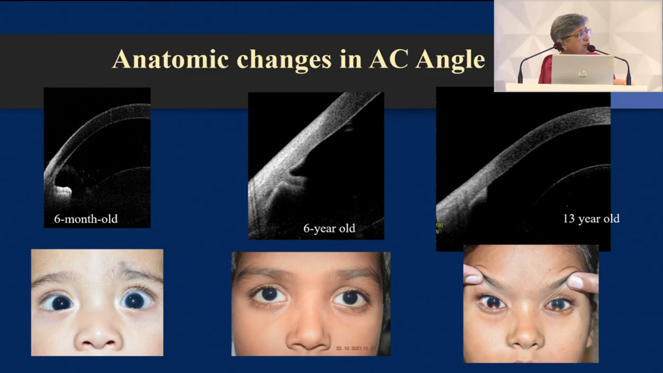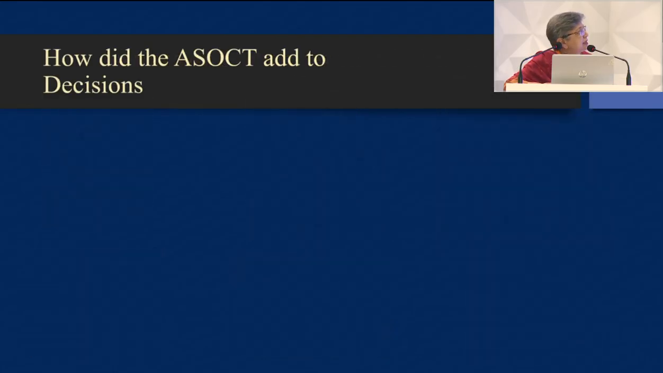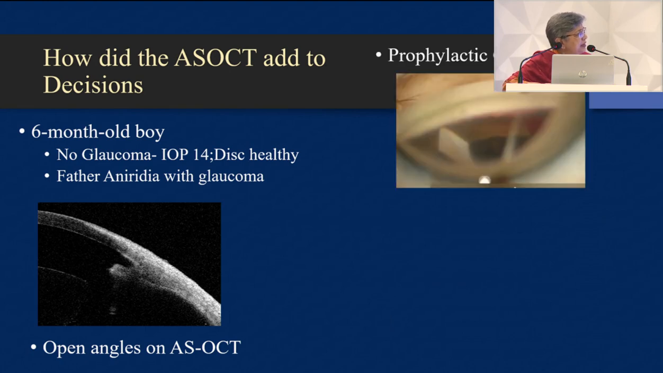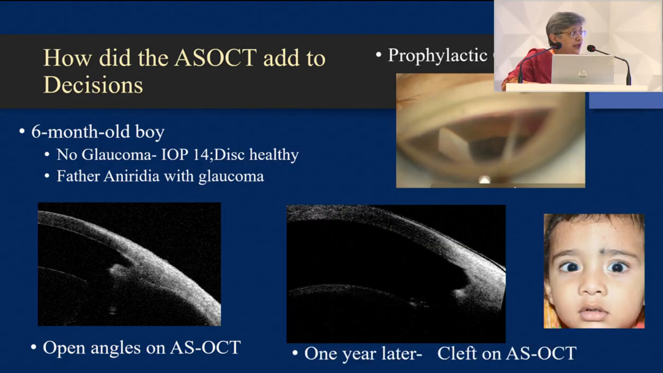But for this, I would possibly go in and just do a tube majorly, because I don't think a trab will work in this at all. And I'd be scared with this iris stump closing it. So that's how it helped. We had open angles, and we went ahead and did a prophylactic goniotomy. What also helped, as I said, was he had exactly the same variant as his father, who had glaucoma.